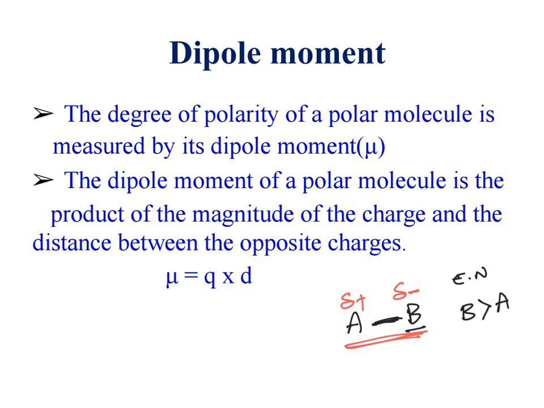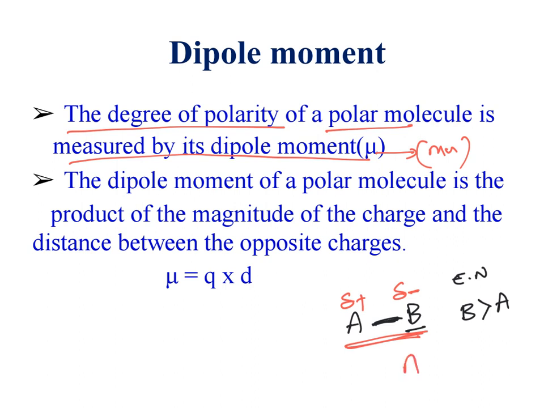And what information do we get from the dipole moment? The dipole moment gives information about the degree of polarity of a molecule, and it is represented by mu. Here we are talking about a polar molecule. When we take atoms with different electronegativity, only then does bond polarization take place.